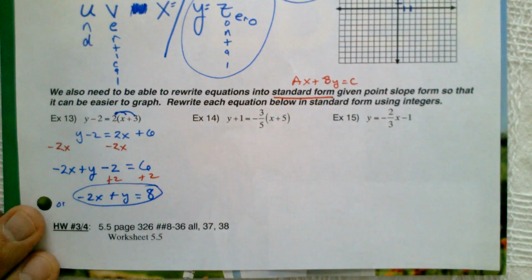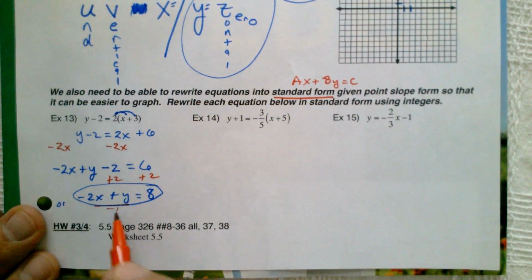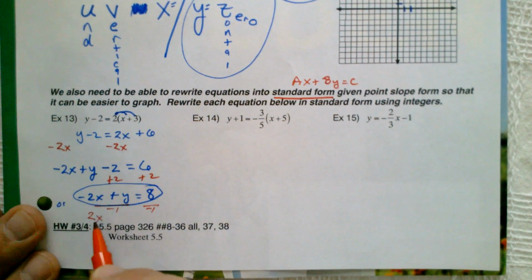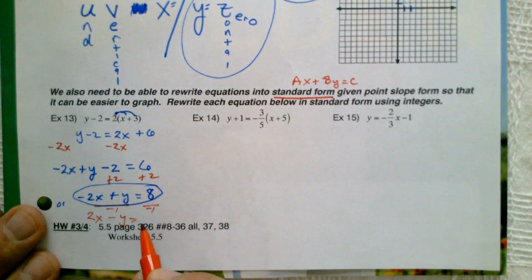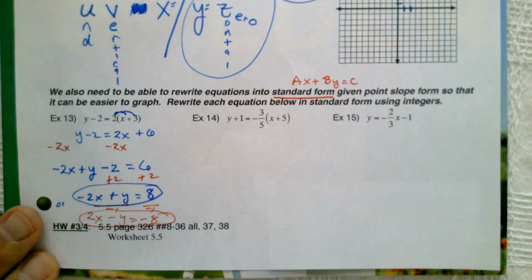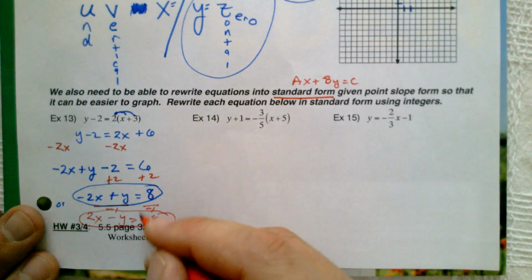Okay. If you want to change every sign, go ahead and divide everything by a negative 1, both sides. And when you divide everything by a negative, you'll get 2x minus y, because y divided by negative 1 is negative y, and 8 divided by negative 1 is negative 8. Okay, that's perfect standard form where the leading coefficient is positive. For me, I don't care. Either way is fine.